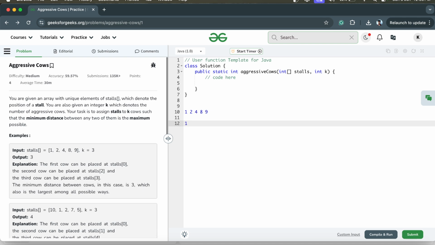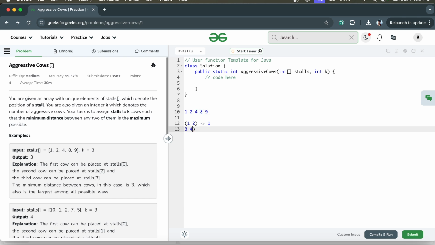So the two cows we were able to place. Now the third cow, if we place at the fourth location, the distance between 2 and 4 is 2. So what is the minimum between these two? It is actually 1, correct? Now at the second possibility, we put the first cow at the first location and the second cow at the fourth stall. What is the distance between 4 and 1? It is 3. And the third cow, if we place it at 8, the distance between 4 and 8 is 4.